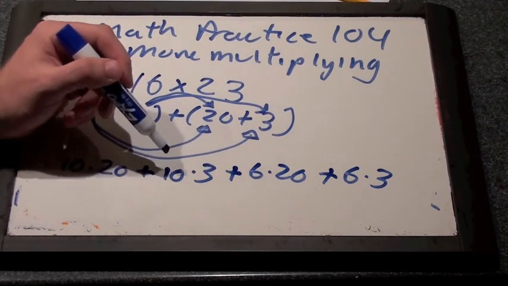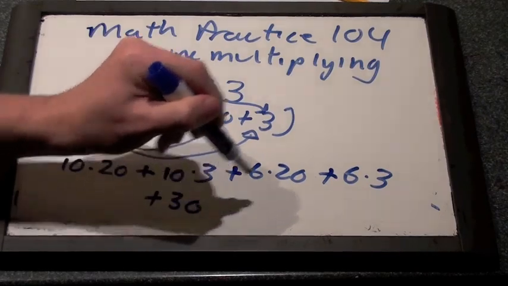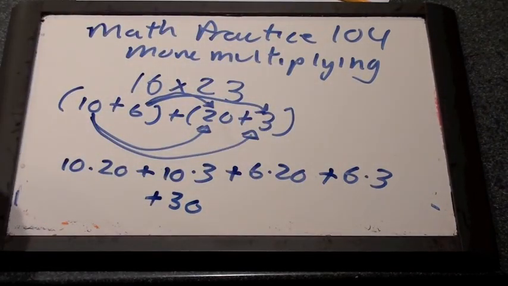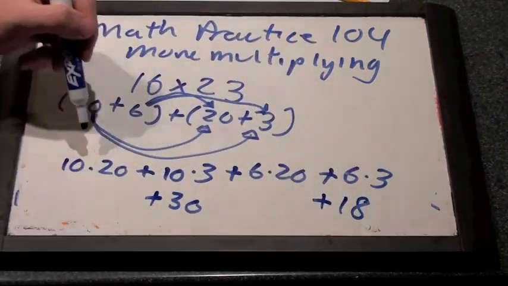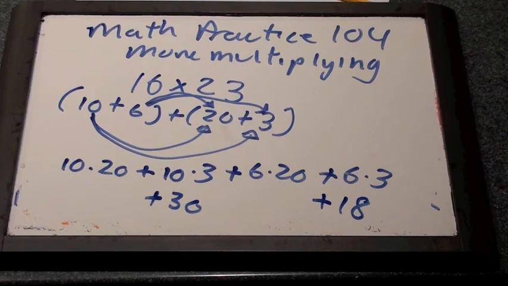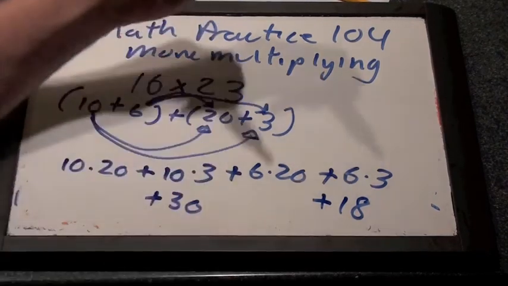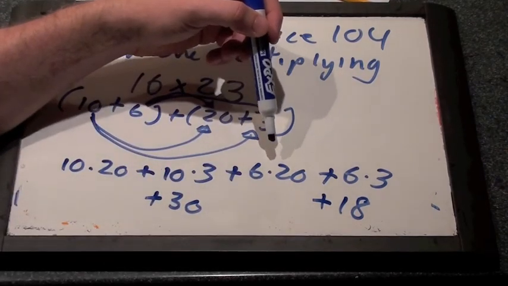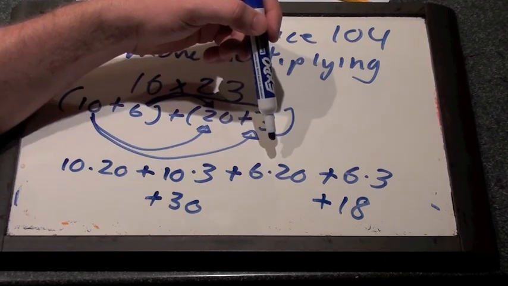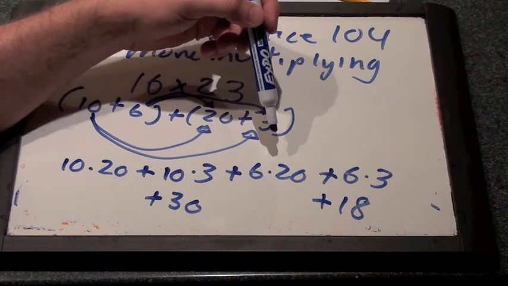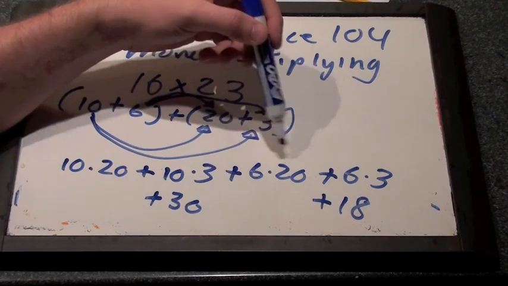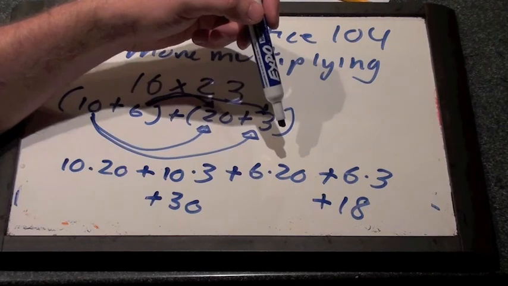Now, you know what 10 times 3 is from your multiplication table, right? What is it? 30. You know what 6 times 3 is from your multiplication table, right? What is it? 18. And now we have to see if we can figure out 10 times 20 and 6 times 20. Well, let's talk about 6 times 20. What multiplication does that look like in your multiplication table? You don't have 6 times 20 in your multiplication table, but you have something it kind of looks like.